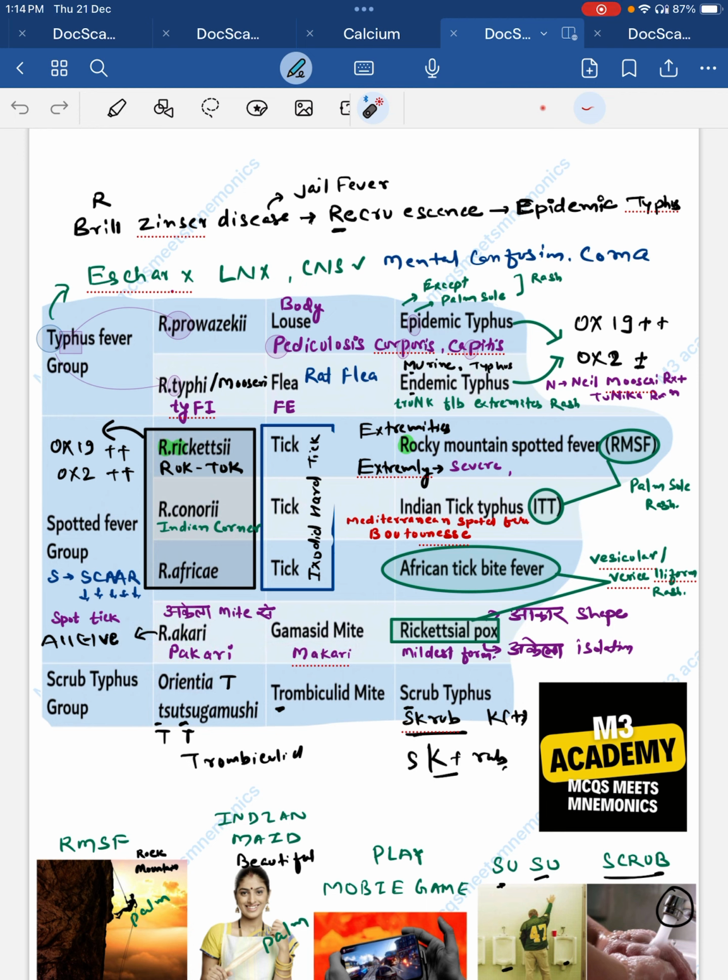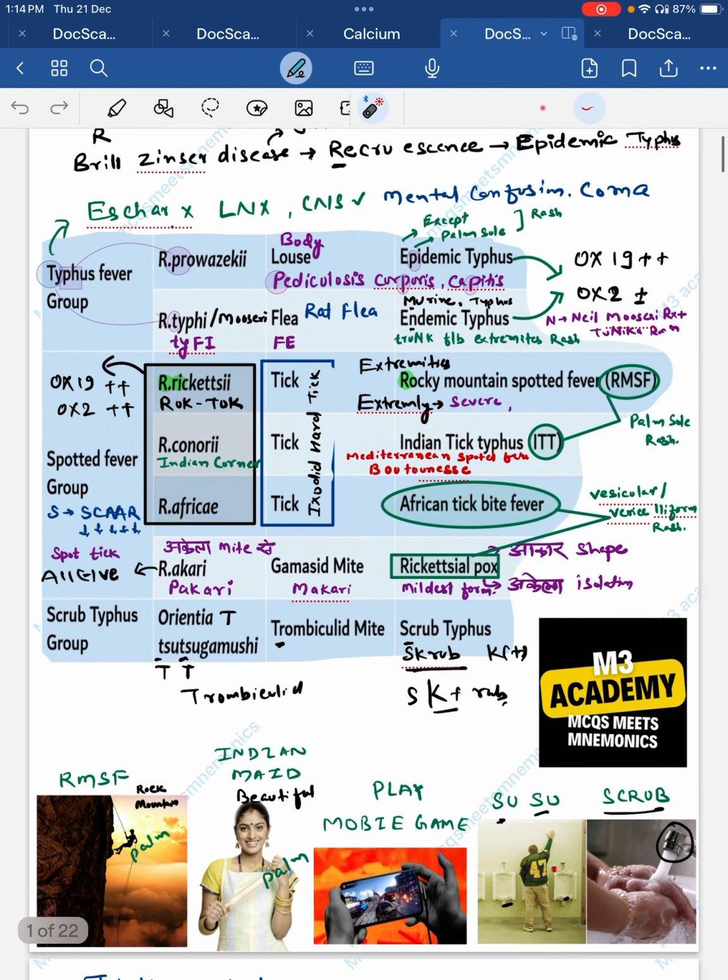Now, the first member is Rickettsia rickettsii. The vector is a tick, and the agent is Rickettsia. The disease is Rocky Mountain spotted fever, and the most severe rickettsial disease is Rocky Mountain spotted fever, and it involves the extremities, and it is extremely severe.